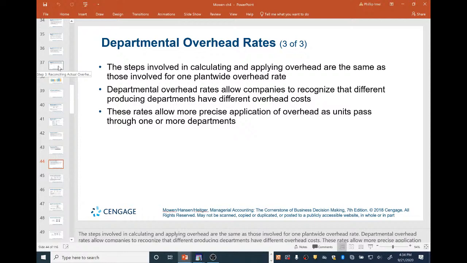Okay, so the steps involved in calculating and applying overhead are the same as those involved for one plant-wide overhead rate. So once again, it's the same thing, just a larger spectrum, for the whole factory now. Departmental overhead rates allow companies to recognize that different producing departments have different overhead costs. These rates allow more precise application of overhead as units pass through one or more departments.